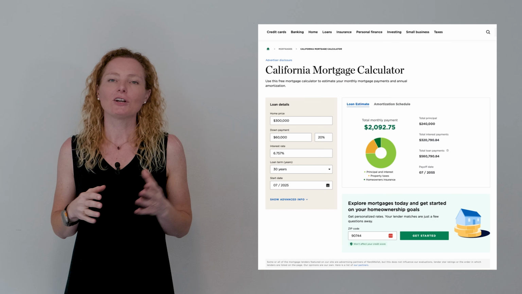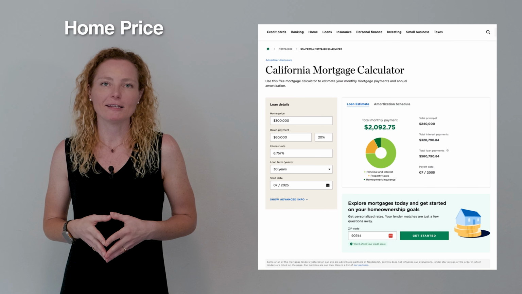Now, there are many mortgage calculators that you'll find online, and they all work pretty much the same. Personally, I like using the calculator from NerdWallet, which you can find by Googling it online. Let's get started. We're going to plug different numbers into the inputs, and it's going to give us a monthly mortgage payment. Let's start with the first input, the home price.